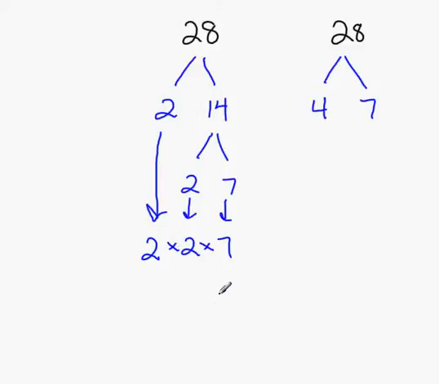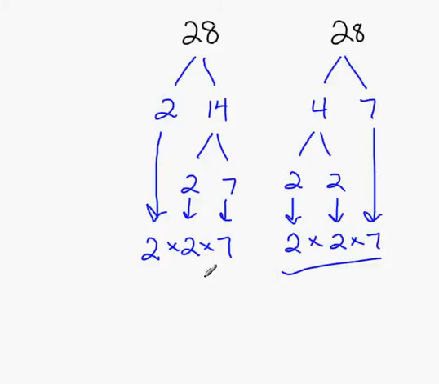Now look at this one over here. 4 is not a prime number. We can break that into 2 times 2. Well, we know 2 is a prime number. We know 2 is a prime number. And we know 7 is a prime number. So what we're going to do is pull these 3 down. And we're going to have 2 times 2 times 7, which is exactly the same thing over here. But we both started in different places, and that's fine as long as you get to the end result.